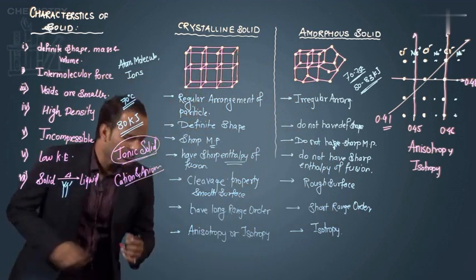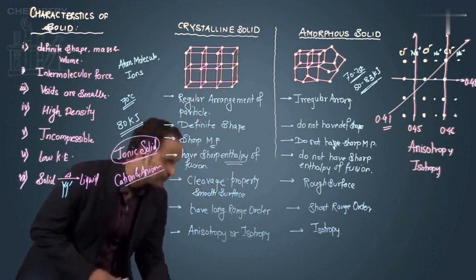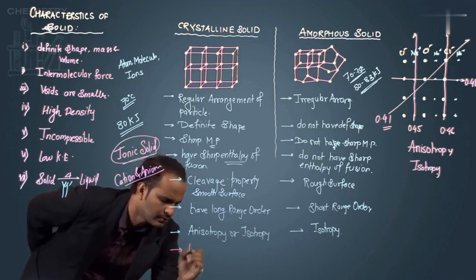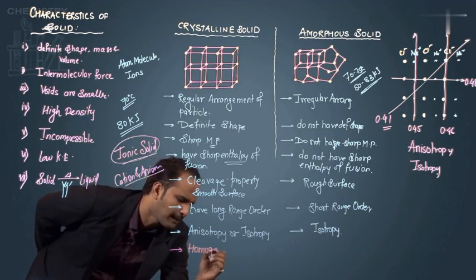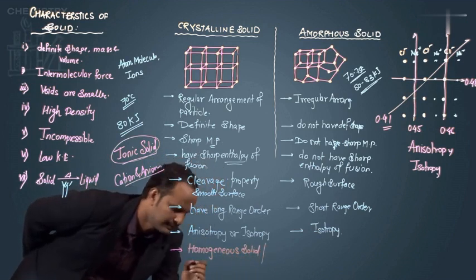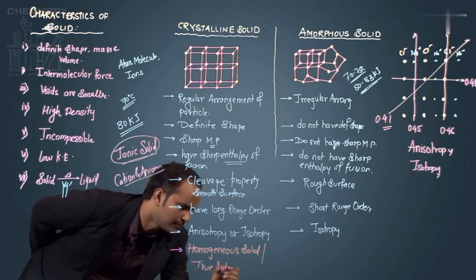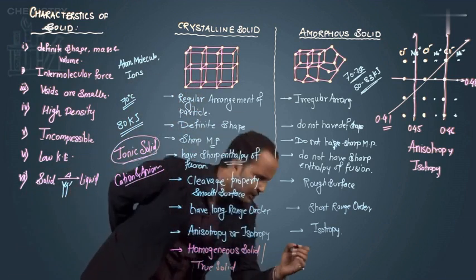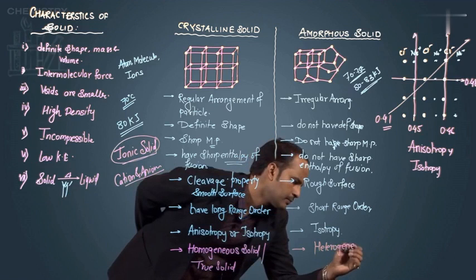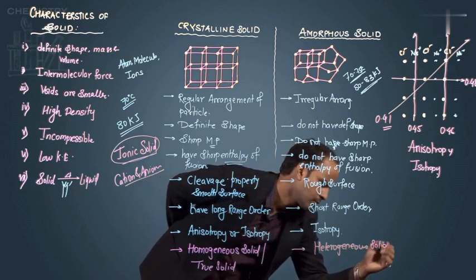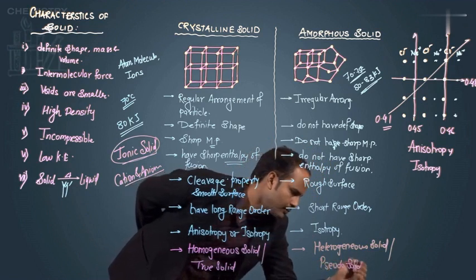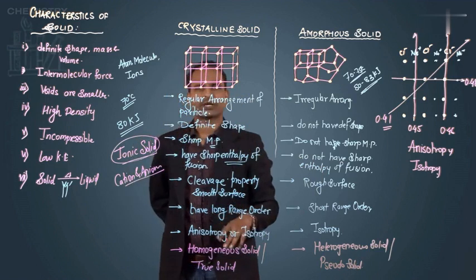Crystalline solids are also known as homogeneous solid, or true solid, while amorphous solids are known as heterogeneous solid or pseudo solid. Now this is known as homogeneous solid.